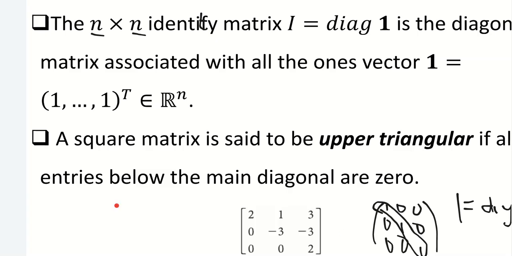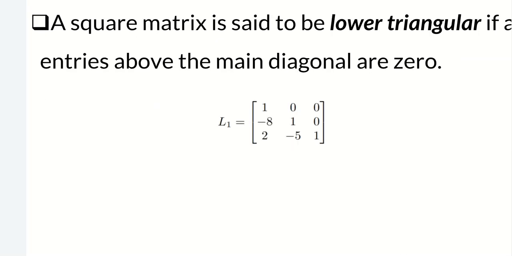Then we also have what are known as upper triangular and lower triangular matrices. I'm not going to waste time on this, but if you look at it, you will see that this is the upper triangular. This is the diagonal. The diagonal and everything above it can have non-zero entries, and below the diagonal, all the entries are 0. Then the lower triangular is the opposite: above the diagonal, all the entries are 0.